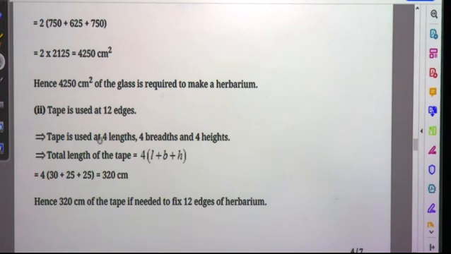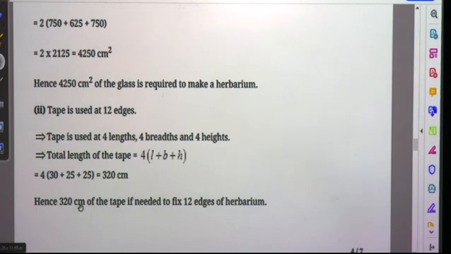Tape is used at 4 lengths, 4 breadths and 4 heights. Now, what is the length? 30 centimeter, breadth 25 centimeter and height 25 centimeter. All these are 4 times, so 4 is taken common. So, 30 plus 25 plus 25 multiplied by 4, it becomes 320 centimeter.